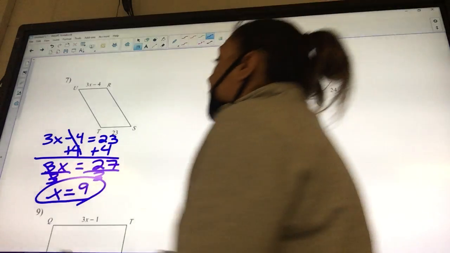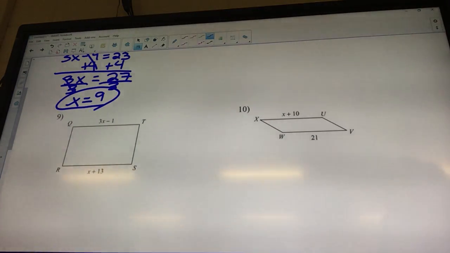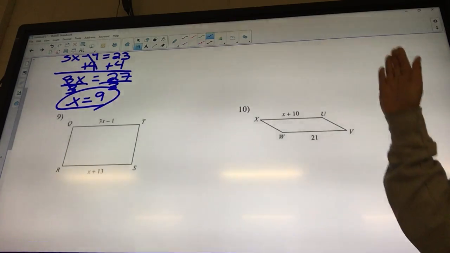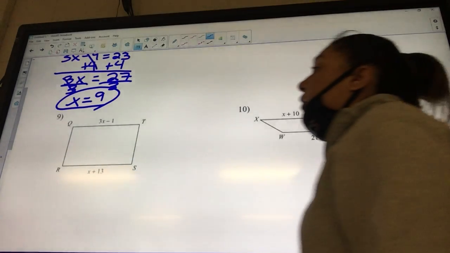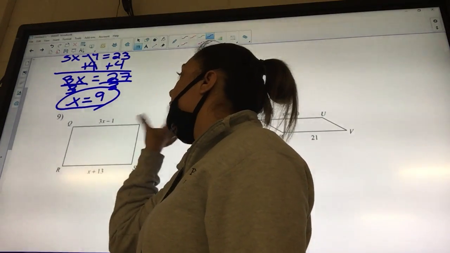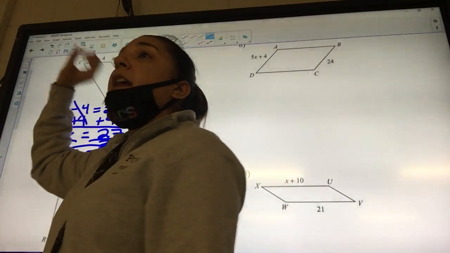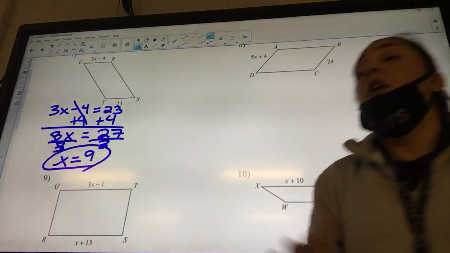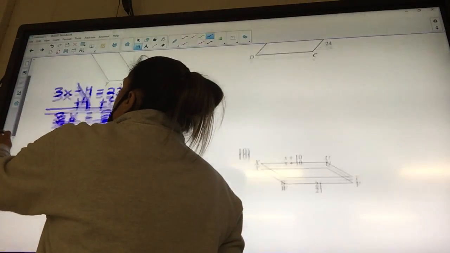Okay, so if you look at number 9, and we did one like this yesterday, but that's going to be the majority of the new stuff today. What is the difference between 7 and 9? They're both x's. Yeah, so if we look at 9, I have one side is x plus 13, and another side is 3x minus 1. Whereas up here, one of our sides was a whole number, and the other side had variables. So now you have variables on both sides. But the process is still the same. So you gotta set them up the same.